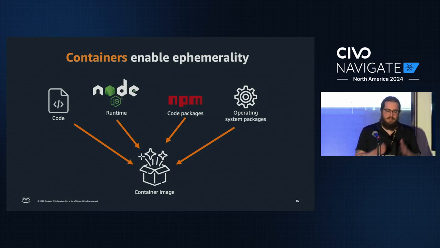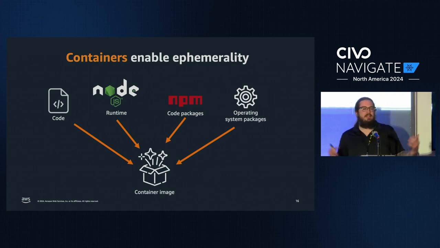Your application has to run on a server that has Node.js installed, the right version of Node.js. It has to have the npm packages installed. Maybe it relies on certain operating system packages that are on that host. But containers say, let's take all of those dependencies, let's decouple them from the underlying host, and let's package them up into what we call a container image.